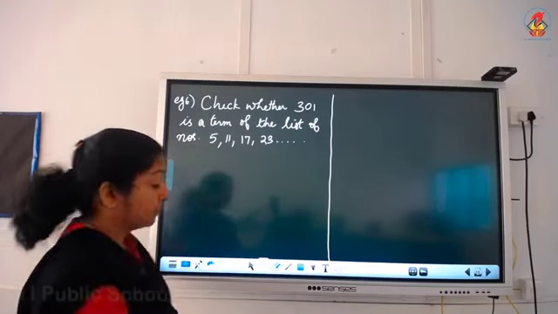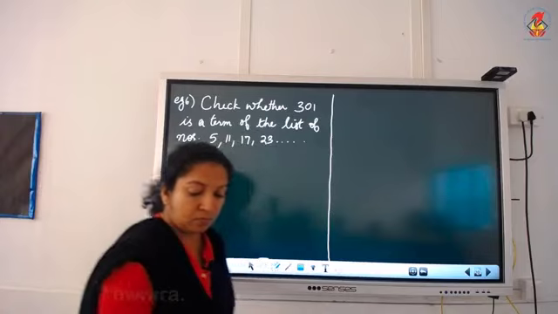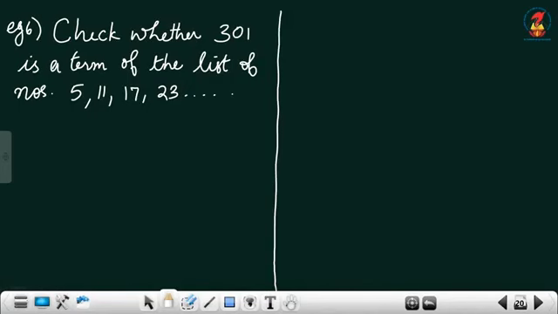Example 6. Check whether 301 is a term of the list of numbers 5, 11, 17, 23, etc. It is not specified that it is an AP. We have to check whether it is an AP or not. Since it is given as a list of numbers, we have to check whether it is an AP or not.